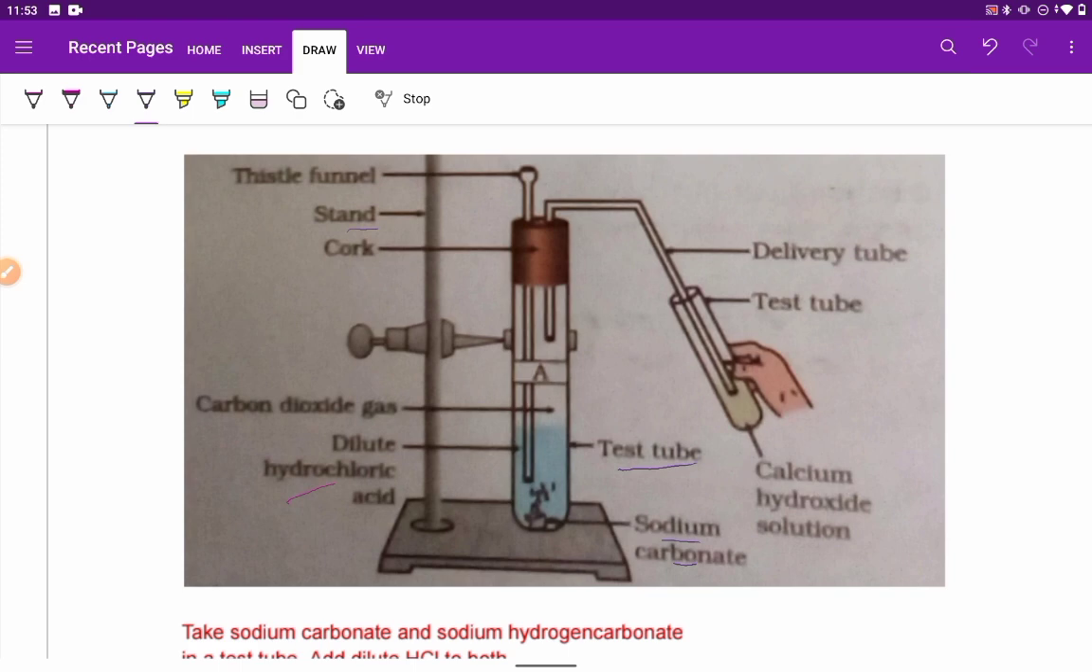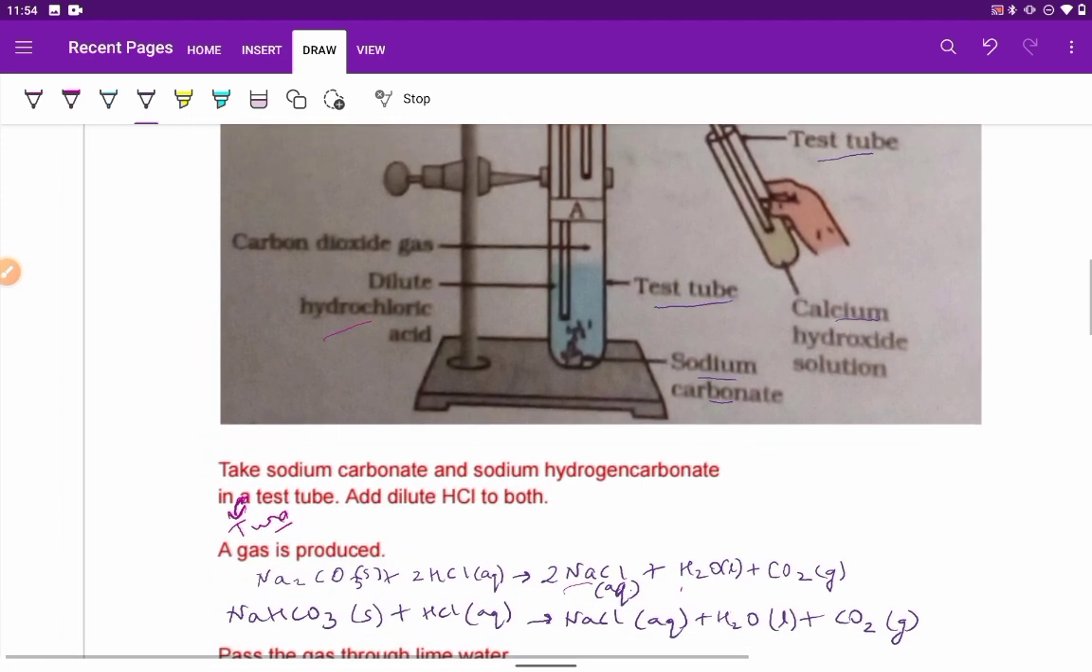That gas, with the help of a delivery tube, is passed to another test tube. In this test tube, there is calcium hydroxide solution. So, when the gas is passed in lime water, that is calcium hydroxide, we see that the lime water turns milky. This is the test for carbon dioxide. So, when the lime water turns milky, we can say that the gas is CO2, because carbon dioxide can be tested by passing it through lime water, which turns milky. So the evolved gas is carbon dioxide.